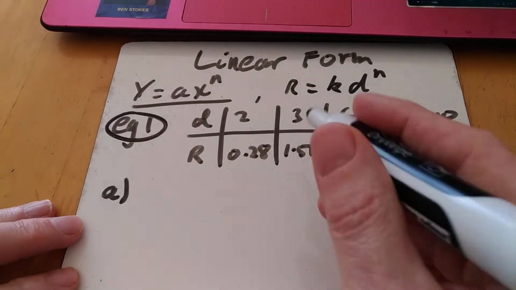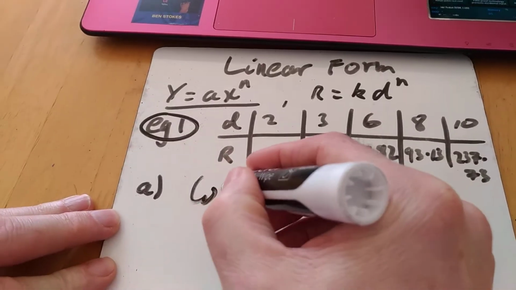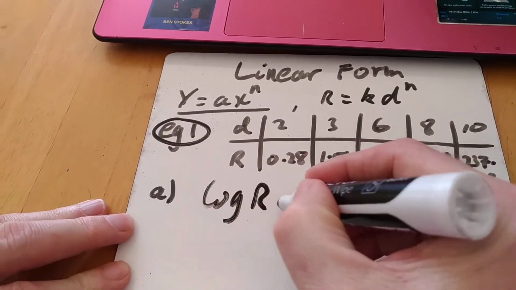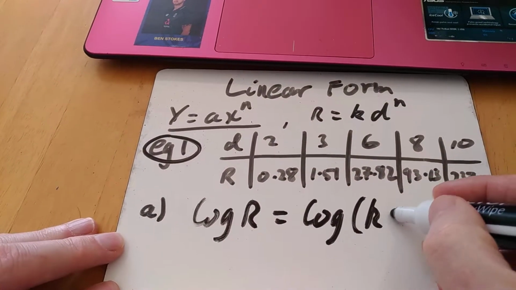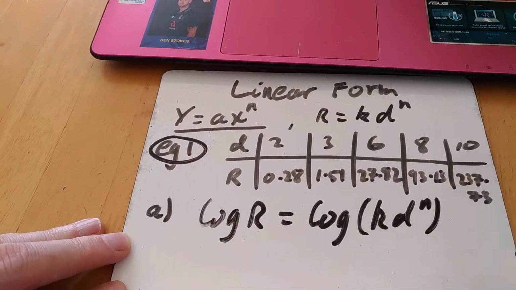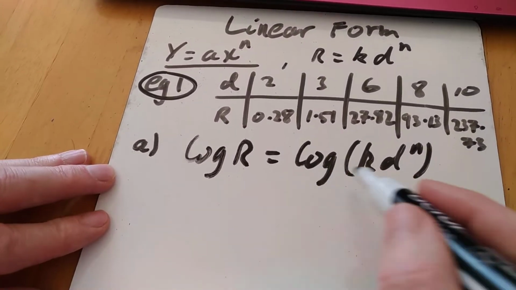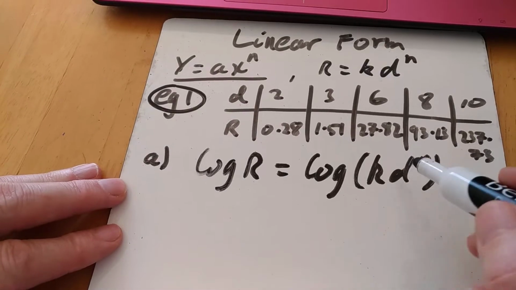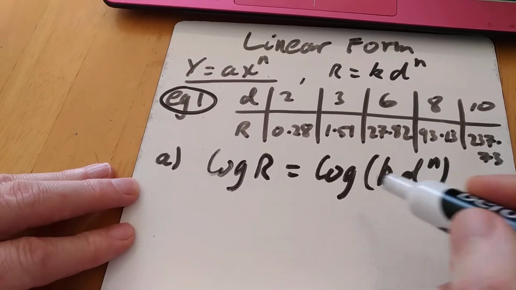What we're going to do is take logs of both sides of the equation. So I'm going to write log r, and it doesn't matter what the base is at the moment, equals log of k d to the n. We're going to use our rules of logs to split this up, and this is where our straight line equation is going to come into it. Be aware that the n is only a power of the d, not of the k.